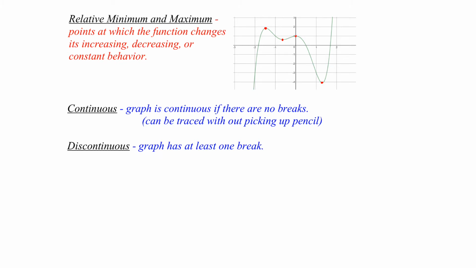Continuous is a graph that has no breaks in it, and a simple definition is that it can basically be traced without picking up your pencil at all. So even just a single point that's missing, that is not continuous. There are no breaks in the graph whatsoever. Discontinuous, well, if you have a break. So a graph that has at least one break means it is discontinuous.